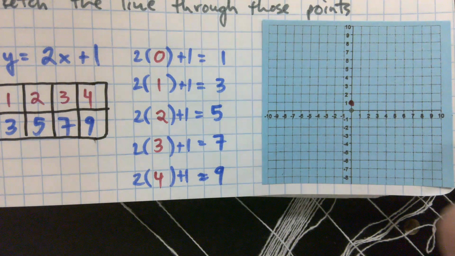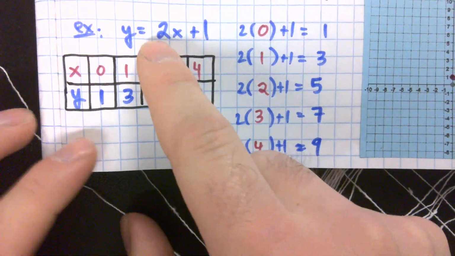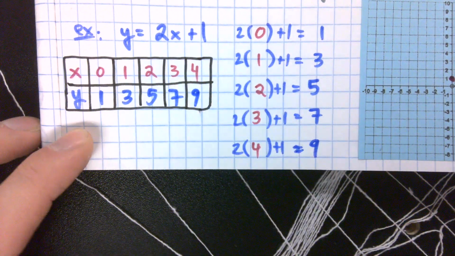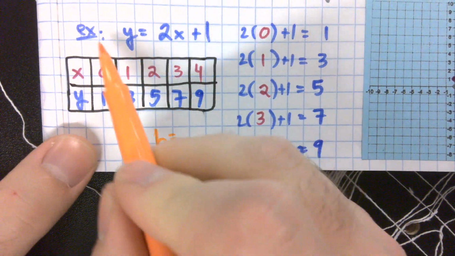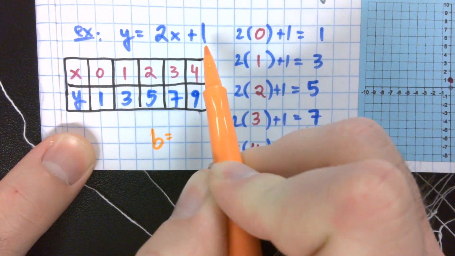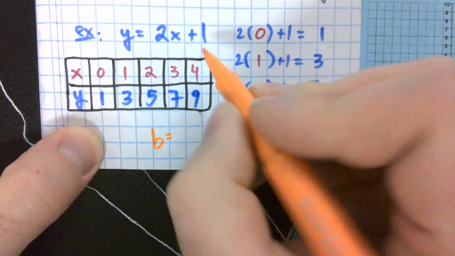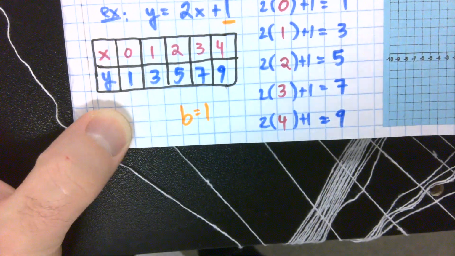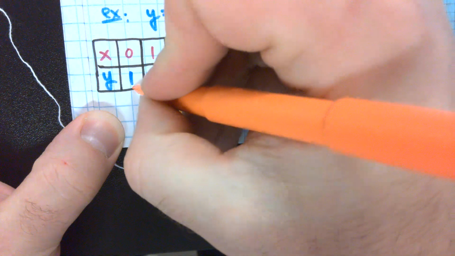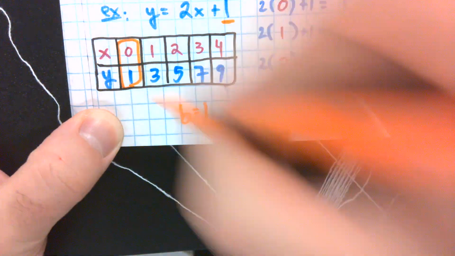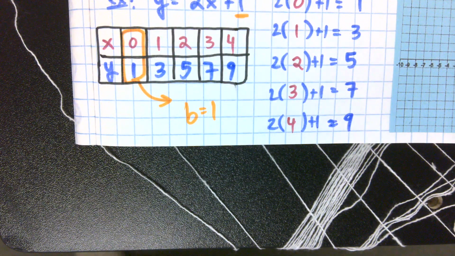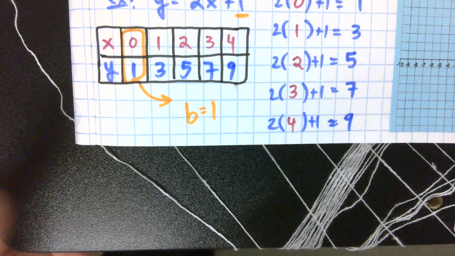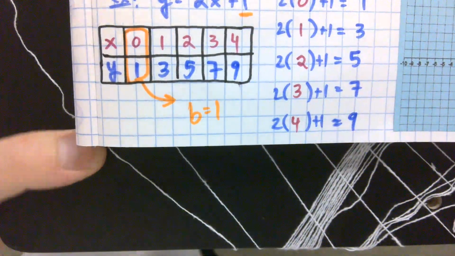This point right here is our y-intercept. If we look back at our equation, y equals 2x plus 1, what would my value of b be for this equation? Well, it's y equals mx plus b, so my b is going to be 1. And that lines up exactly with what we have on our table. Whenever we see an x value of 0, the y value is always going to give us our y-intercept, which in this case is 1.